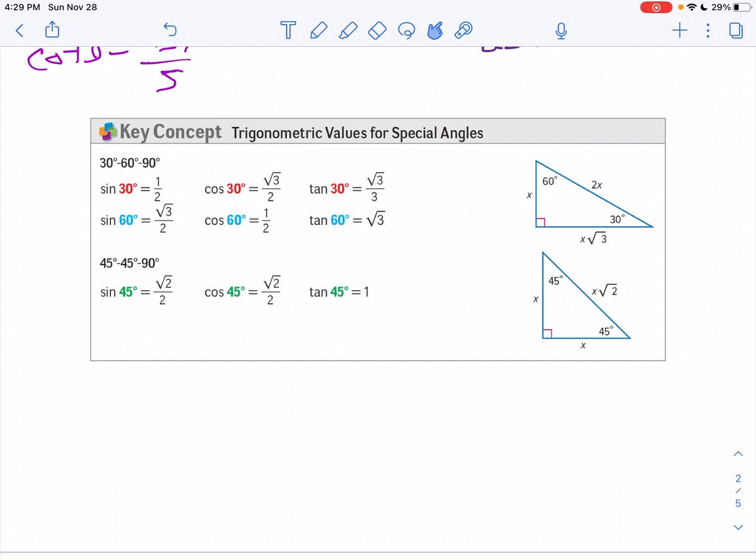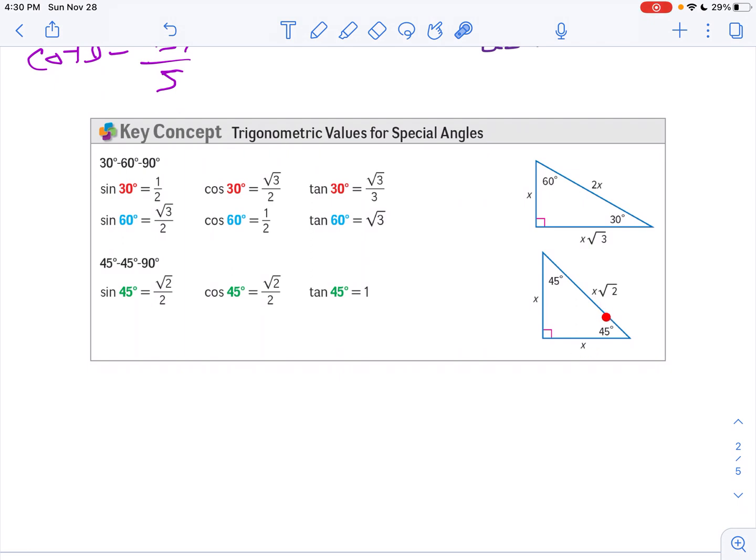If we look next, we're going to look at the trig values of my special angles. My special angles are going to be 30 degrees, 60 degrees, and 45 degrees. They come from your rules from geometry for 30, 60, 90, which tells me my short leg is going to be opposite my 30-degree angle. The hypotenuse is going to be twice as big as that. And then the long leg, the one opposite the 60 degrees, is the square root of 3 times the short leg. In a 45, 45, 90 triangle, my two sides are the same.